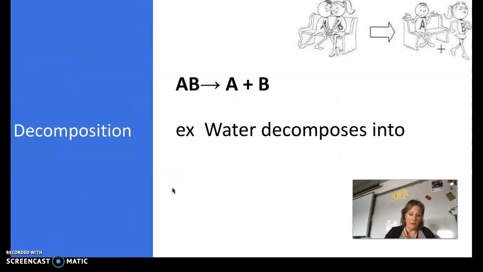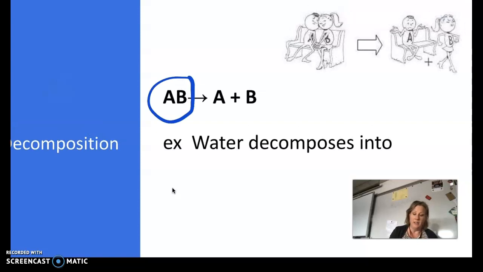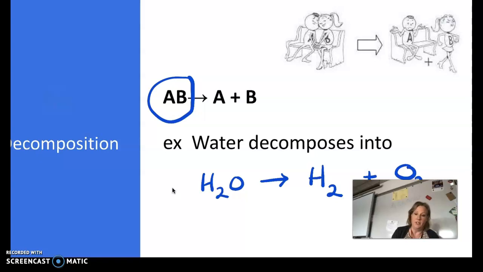Second type of reaction we've talked about is decomposition, and this is the opposite of synthesis, where you have one reactant that breaks up into pieces or products. So example, water will decompose into, again, I'm just breaking it into its 2 elements. You just have to remember hydrogen and oxygen are diatomic, and then you can balance, and that is just one example of what a decomposition reaction might look like.